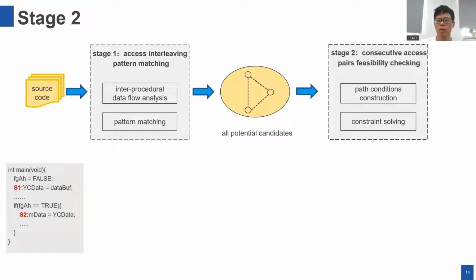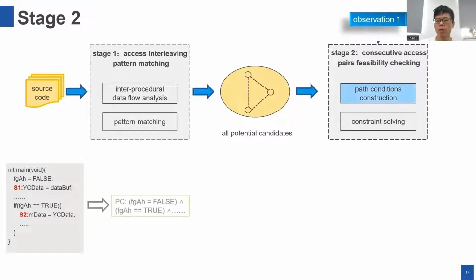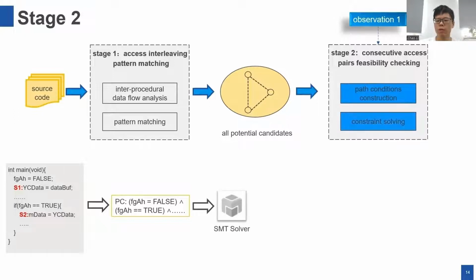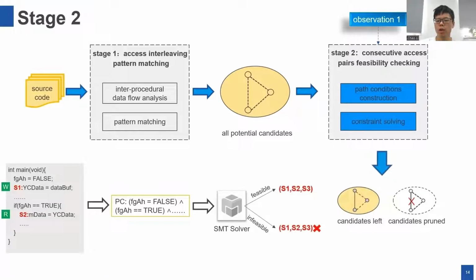In the second stage, based on observation 1, if 2 consecutive local accesses are not feasible, then the program has no expectation of atomic execution for them. First of all, we construct the path constraint between each pair based on the dependency graph. Then, we check the path feasibility between each 2 consecutive accesses using an SMT solver and filter out infeasible candidates.